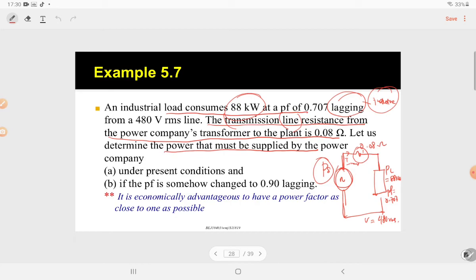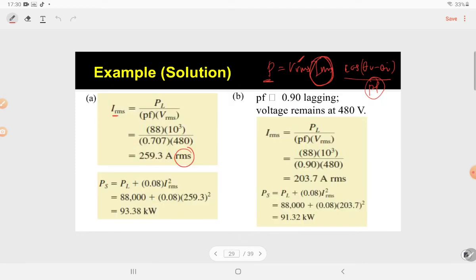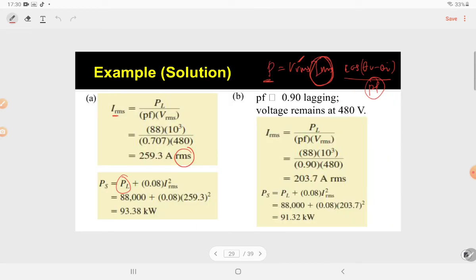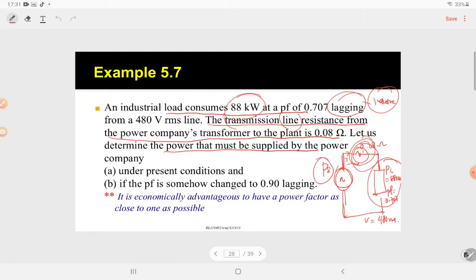Alright, so therefore the total power supply, like I said, actually consists of this power and this power at the load. So therefore PL is given. So P at the resistor you can calculate, because we already know the current. So P at the resistor is given by I squared RMS times the resistive value over here, 0.08. So 88K plus 0.08 times 259.3 squared. So therefore P supply, right, equal to 93.38 kilowatt. Okay, so this is the power that must be supplied by the power company.